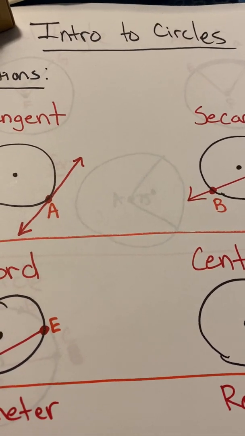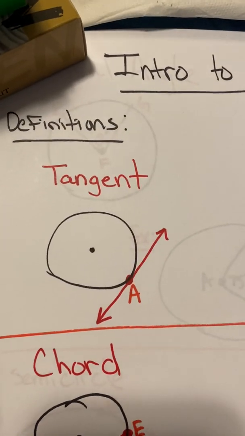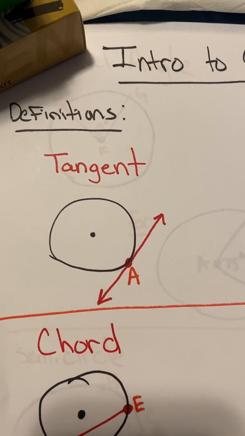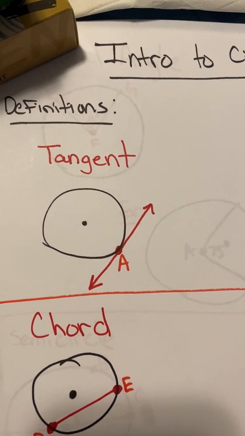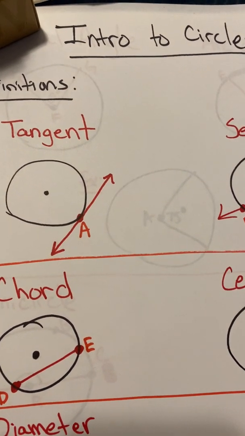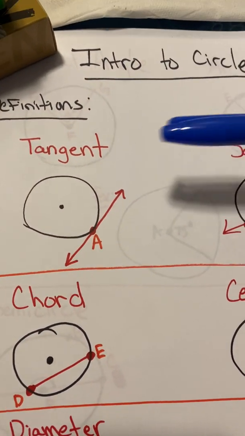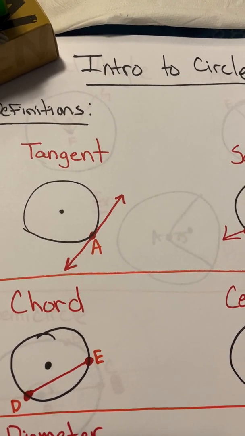So let's get started. I went ahead and wrote some definitions, and I also drew a little diagram so that y'all could see what I'm talking about when I'm going over these definitions. The first one, we're going to go over some lines. The first one here is tangent. This is a tangent line. And we all have heard of tangent when we're dealing with trigonometry.